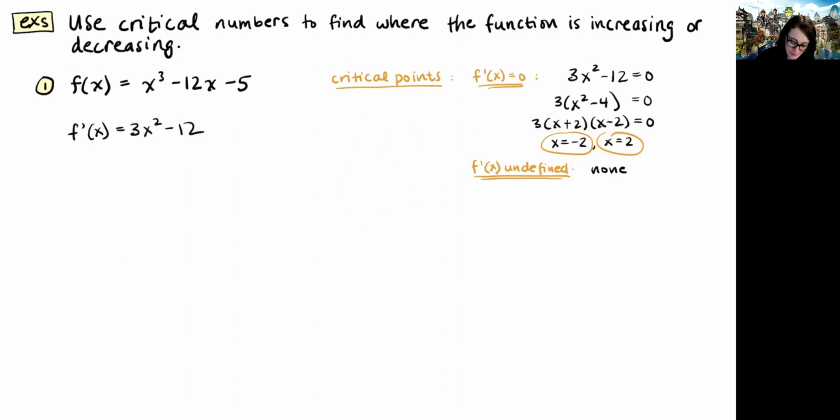So the way we're going to go about this is to make what's called a sign chart for the derivative. Because remember that the derivative's sign, meaning if it's positive or negative, tells us whether the original function is increasing or decreasing. And that's what we want to find. So we're going to check out the sign of f prime.